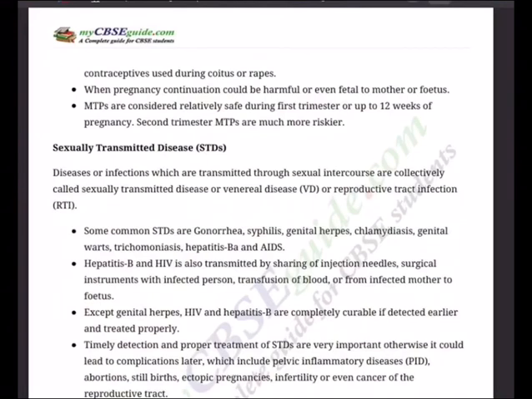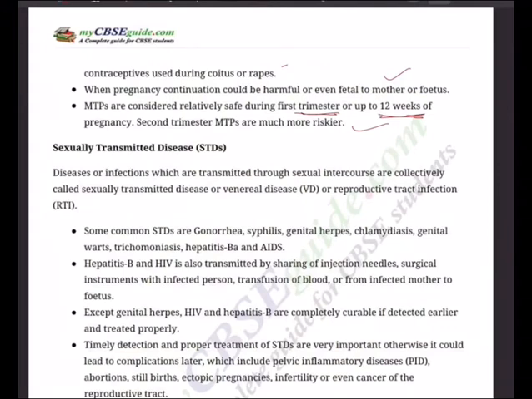And then we go to contraception used during coitus, or rape cases, or when pregnancy continuation could be harmful or even fatal to mother or fetus. These are the reasons where the gynecologist can ascertain whether the MTP should be done or not. So MTPs are considered relatively safe during the first trimester, or up to 12 weeks of pregnancy. Again, an important question: second trimester MTPs are much more risky. That's why it should be only 12 weeks.